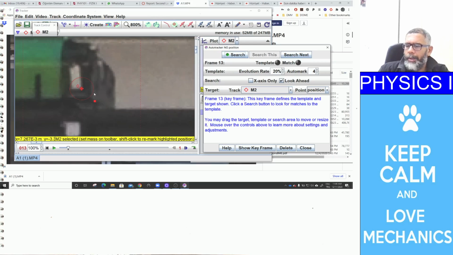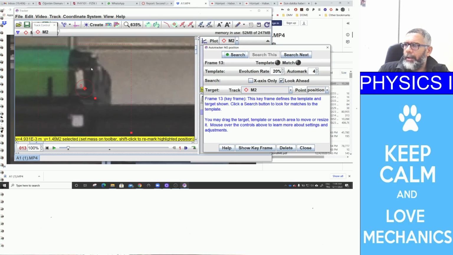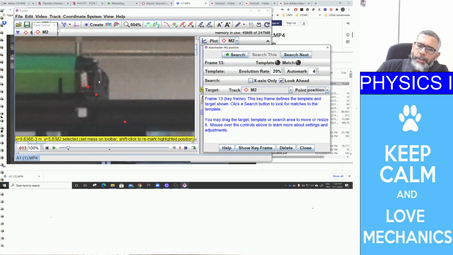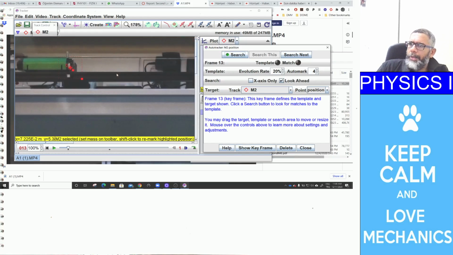That means Tracker will search for the same shape in each frame, and it will mark its bottom right corner as the position point of this card. For each frame it will do this. Now the rest is just easy.